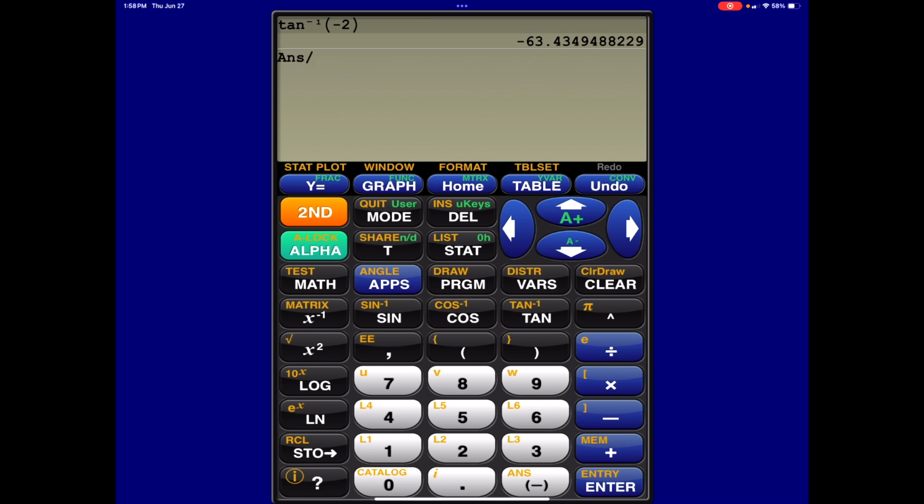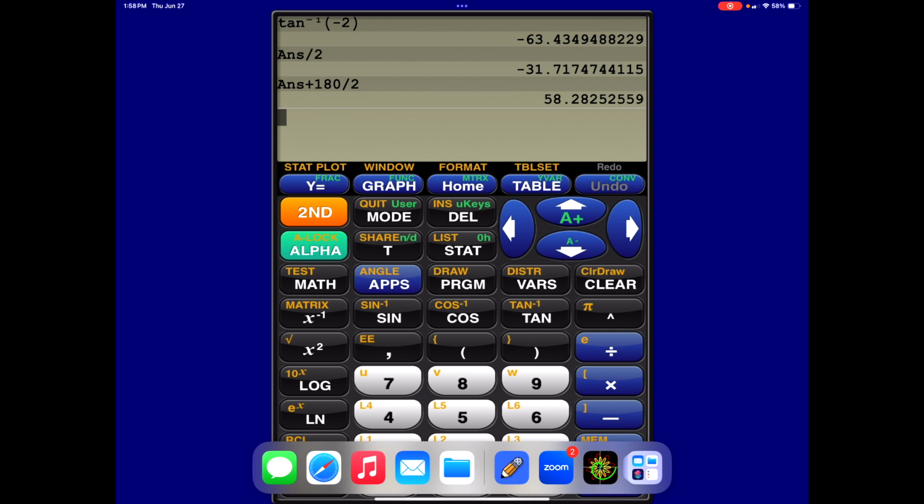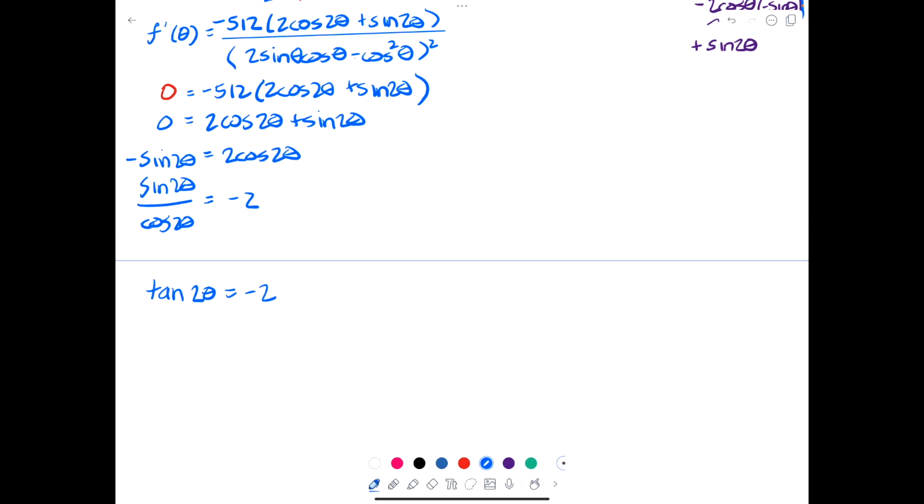We have to divide that result by 2 because it's a double angle. And then we have to add to that result 180 divided by 2. And we get 58.28 degrees. And that was honestly probably one of the trickiest parts of the problem. All right, so theta is approximately 58.28 degrees.